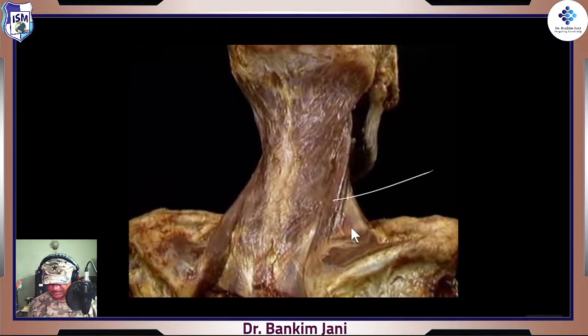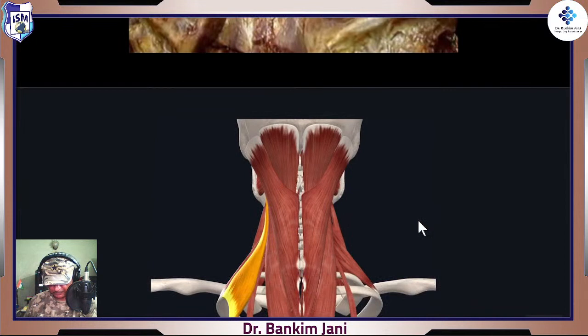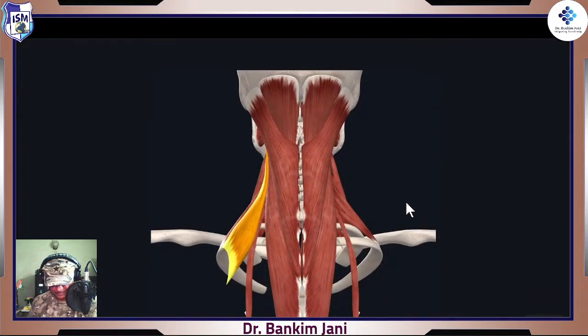Two muscles, right over here, are nothing but the all-time favorite levator scapulae. Right and left, right? This is also levator scapulae. Correct? This is levator scapulae. Now regarding levator scapulae, yes, the brachial plexus also passes through between the anterior and middle scalene. That's right.